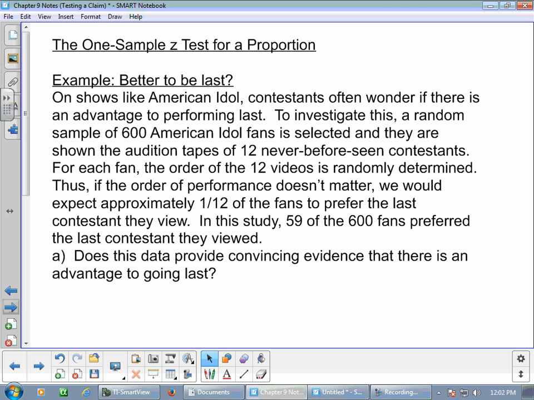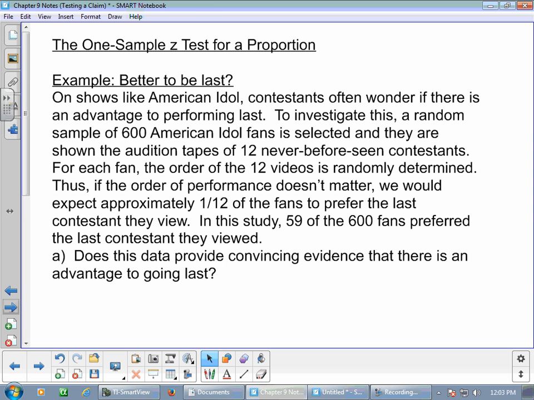On shows like American Idol, contestants often wonder if there is an advantage to performing last. To investigate this, a random sample of 600 American Idol fans is selected, and they are shown the audition tapes of 12 never-before-seen contestants. For each fan, the order of the 12 videos is randomly determined. Thus, if the order of performances doesn't matter, we would expect approximately 1/12 of the fans to prefer the last contestant they view. In this study, 59 of the 600 fans preferred the last contestant they viewed. Does this data provide convincing evidence that there is an advantage to going last?